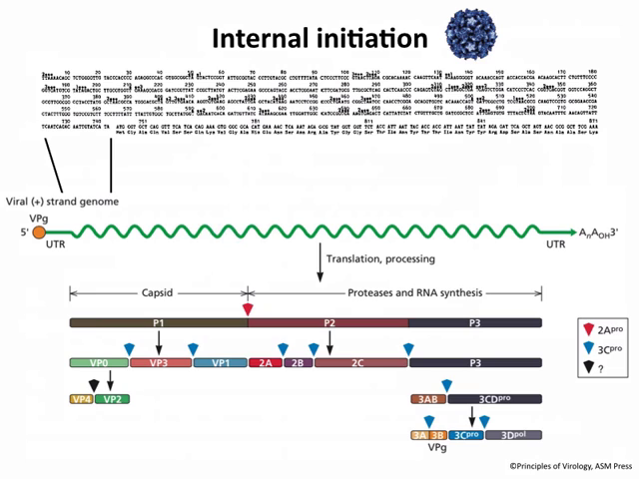Other viruses don't have caps, like the picornaviruses, poliovirus, rhinovirus. Here's the poliovirus genome, which we've seen before. It's a 7.5 kilobase plus-stranded mRNA. And of course, when this gets into cells, it's immediately translated into a protein. This mRNA does not have a cap at the 5' end. It is polyadenylated at the 3' end.